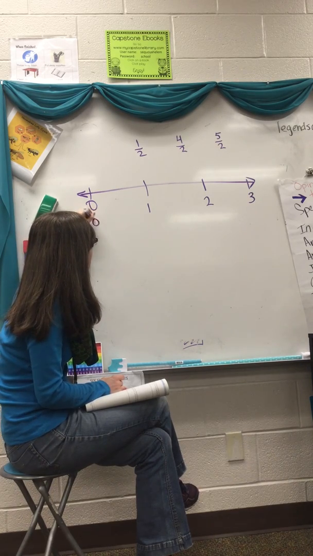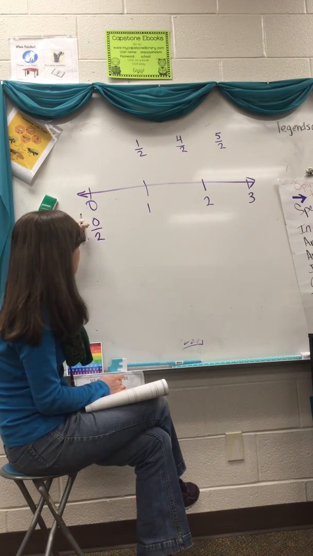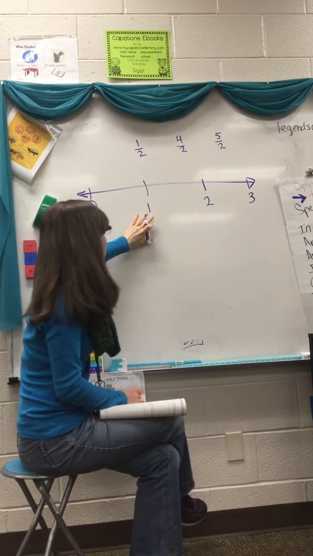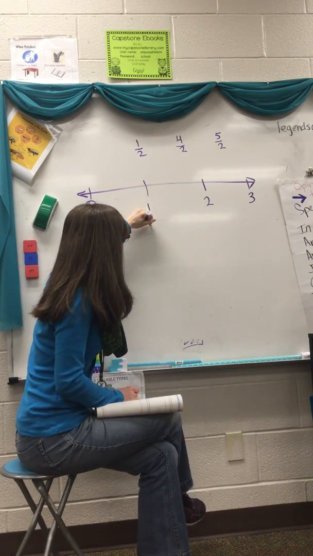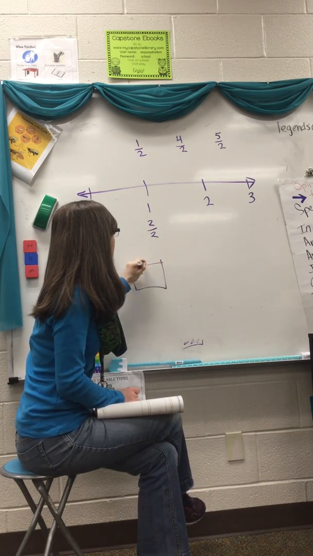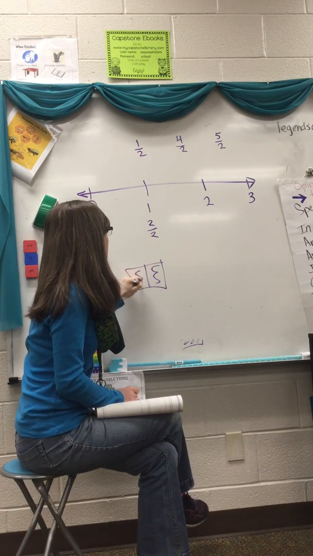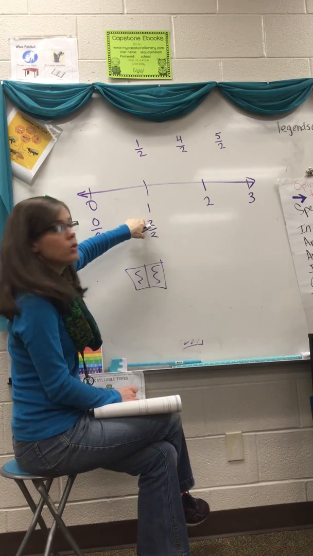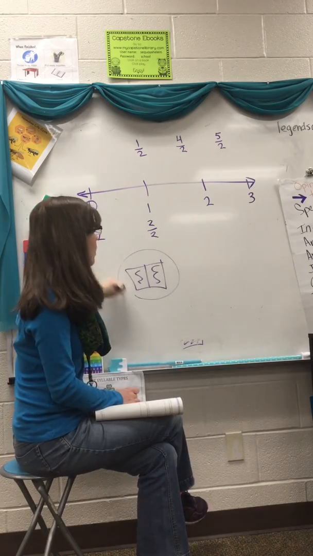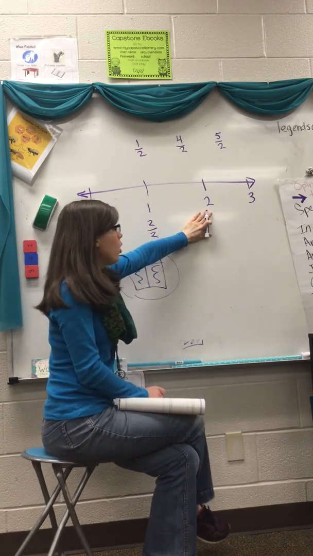Okay, it's going to be 0 over 2 because we have 0 parts to a whole right now. And then in 1, it's going to be 2 over 2. Remember, it looks like this. If I have 2 parts in the whole and 2 are shaded, then that's going to be 2 over 2, and it's going to equal 1 whole. Then we have 2 wholes.